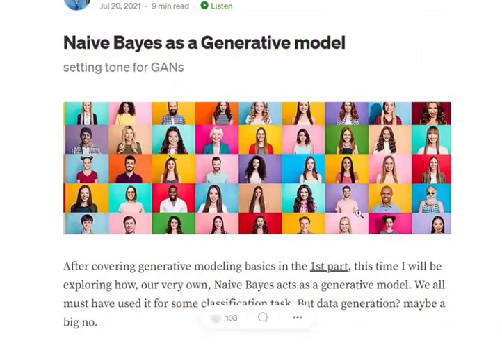So hi everyone. Today we'll try to understand why the naive Bayes model is called a generative model and not a discriminative model. As you know, we have two types of models. One is generative and the other is discriminative.